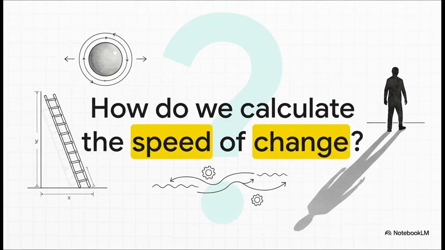Just think about it for a second. A balloon is inflating. Its volume and its radius are both changing, and they're obviously connected. A ladder slips down a wall. Its height and its distance from the wall are linked. Or a person's shadow gets longer as they walk away from a streetlight. These things aren't just related, their rates of change are related. And that's the big question we're answering today. How do we figure out one of those rates if we already know another one?